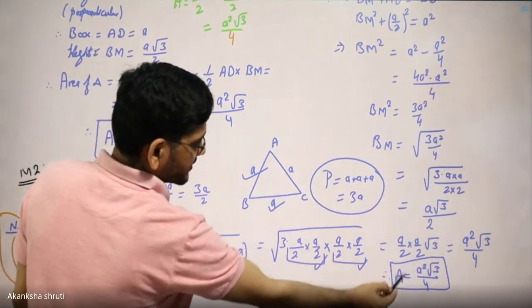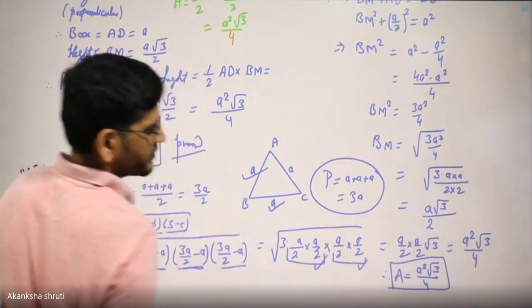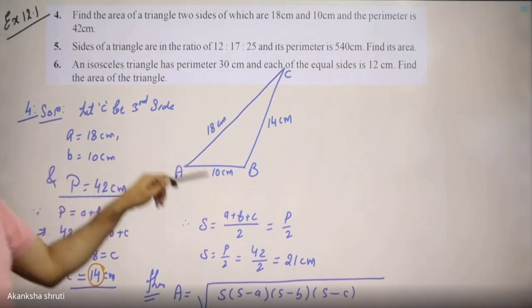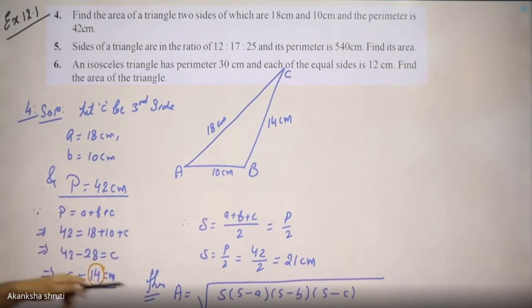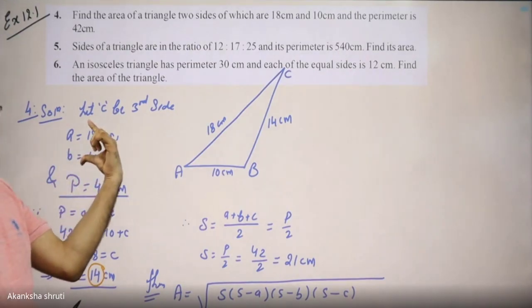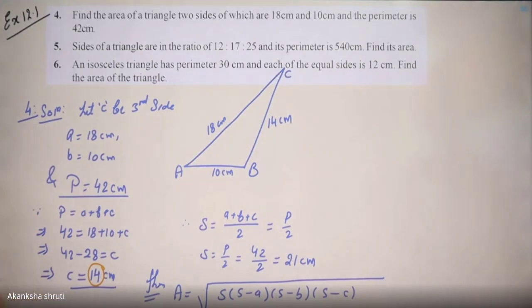Ultimately, we are getting the square root 3 by 4. We had started our exercise 12.1, where we solved questions number 4, 5, 6. Students, sometimes A, B, C are given, or sometimes A, B and the perimeter are given, then C can be calculated. Sometimes the semi-perimeter is given, then we shall take the perimeter as twice the semi-perimeter, and the third side can be calculated. Okay, so be careful.